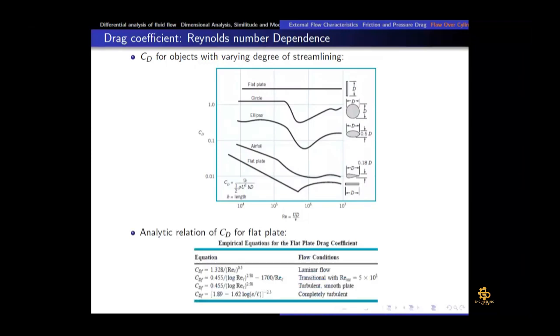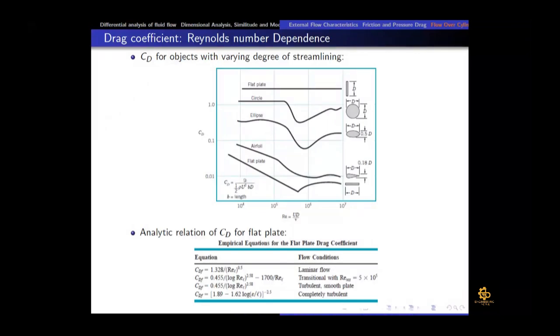And then this table shows you the CD value for the flat plate. That is the empirical correlation for different flow regimes, for the transitional, turbulent, and completely turbulent. It is given as a function of Reynolds number, and we need to conduct these experiments to get these CD coefficients for different flow regimes. So this was all about drag coefficient.